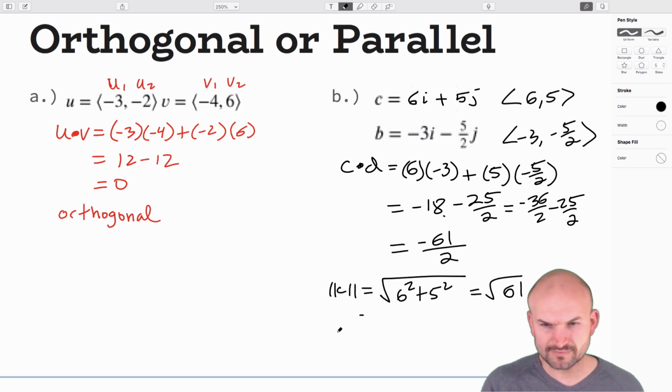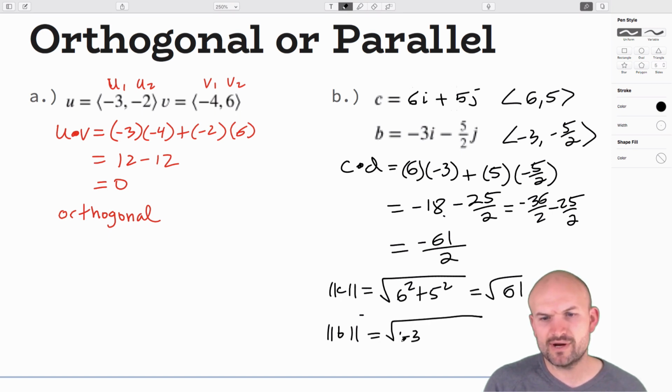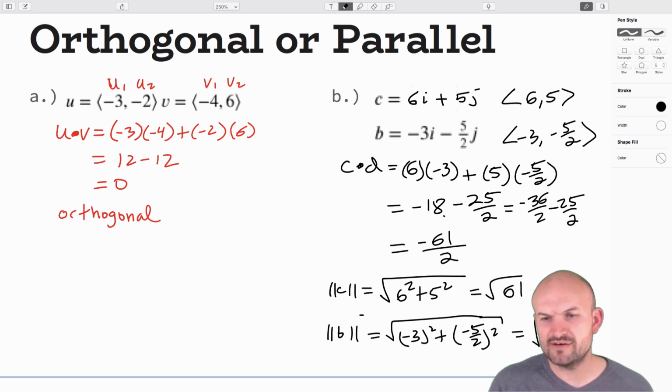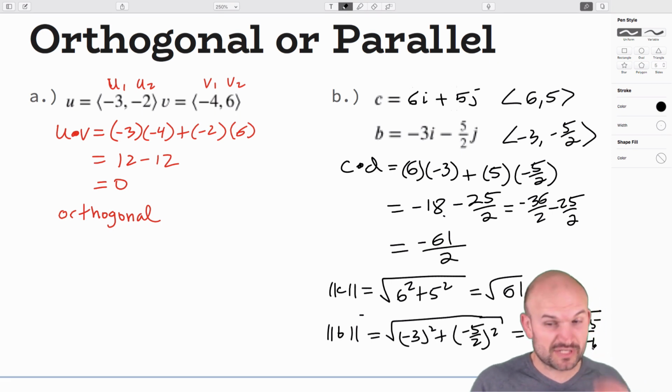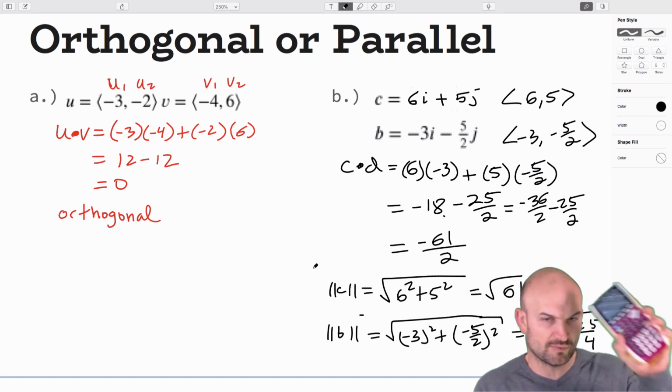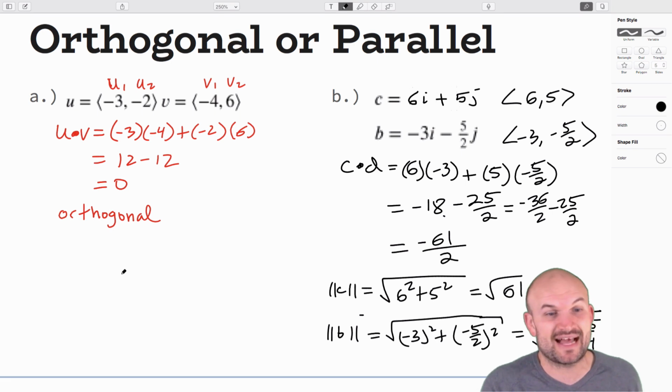And then for the magnitude of B, that is going to be -3 squared plus -5/2 squared. Okay, and that's going to be the square root of 9 plus 25/4. Now, again, some students are like, that looks kind of confusing here, 25/4. But again, we can type all this into our calculator, because that's what my students will have access to. We can just type this all into a calculator.